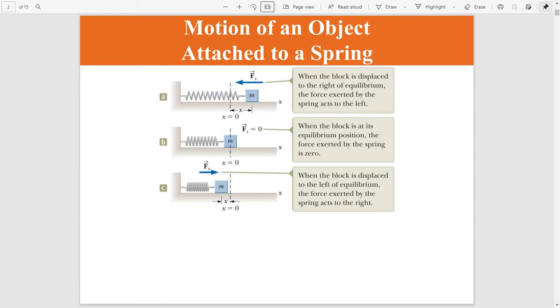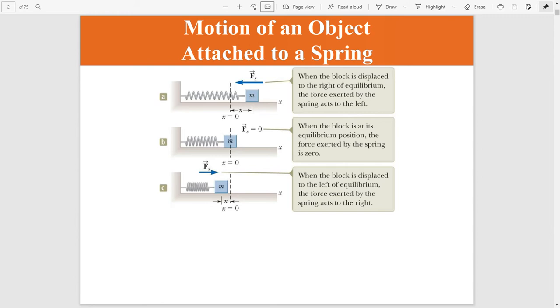However, if you were to stretch the block or compress the block, as you see in pictures A and C respectively, then the moment you let go, the spring will jump in the opposite direction. For example, in part A, if you stretch the spring, it will accelerate and move back towards the left side. If you compress the spring, then it will actually jump back to the right and stretch out.